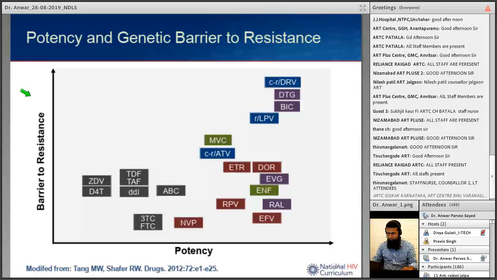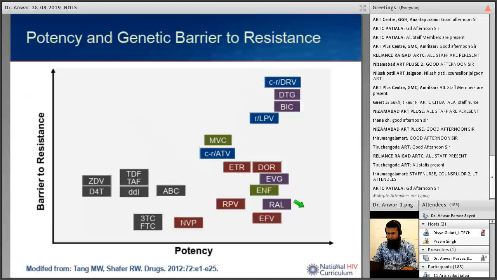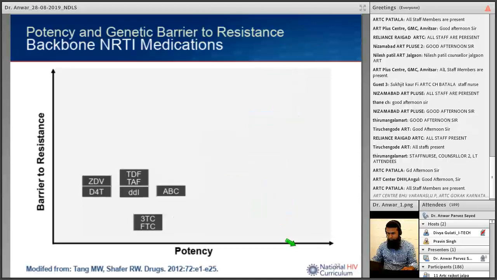So sometimes we give NNRTIs and sometimes we give protease inhibitors, and these are the two different parts of the regimen. So we want a strong anchor drug, strong meaning most potent anchor drug, to have successful outcomes of ART medications.